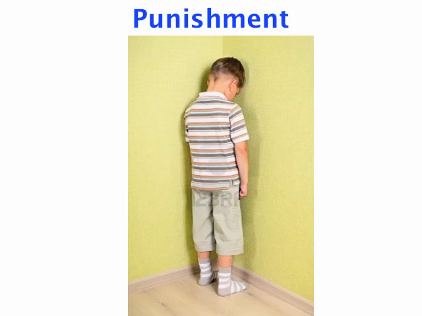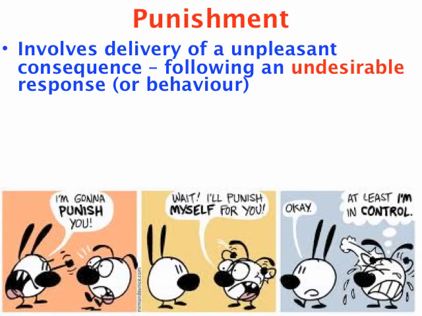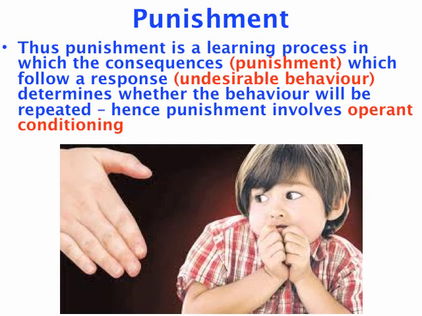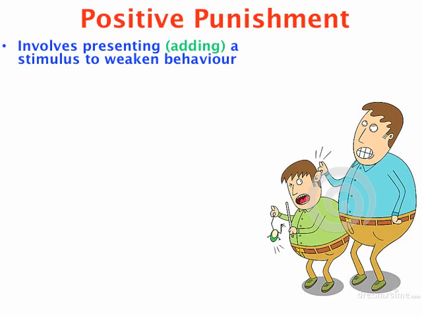So let's start by defining punishment, and then later on we'll look at positive versus negative punishment. Punishment involves the delivery of an unpleasant consequence following undesirable behaviour. The reason why punishment is used is to reduce the likelihood of that targeted behaviour occurring again in the future. And because the consequences which follow the response determine the likelihood of the behaviour being repeated or not, punishment involves operant conditioning.